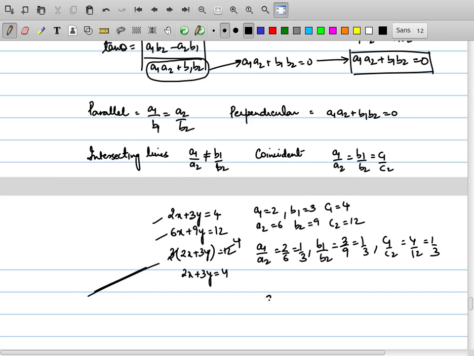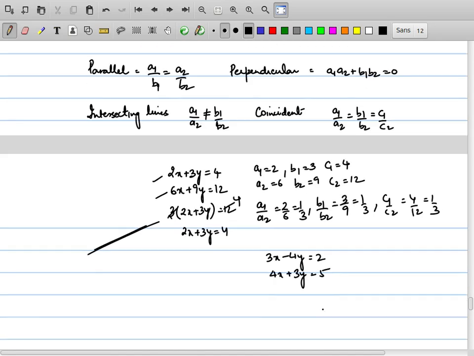For example, if we have line 3x minus 4y is equal to 2 and 4x plus 3y is equal to 5. Now we want to find whether lines are perpendicular, parallel, intersecting or coincident. What should we do? We should find A1, A2, B1, B2, C1, C2. Now we can easily see that A1 upon B1 is not equal to A2 upon B2. Therefore, lines are definitely not parallel. They are definitely intersecting.